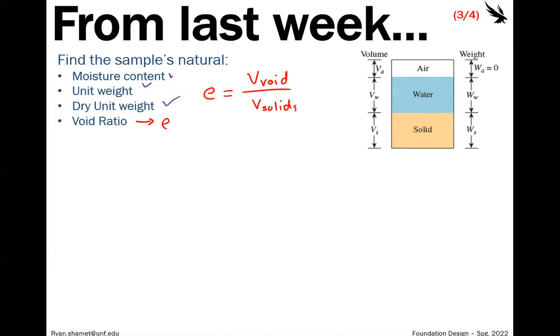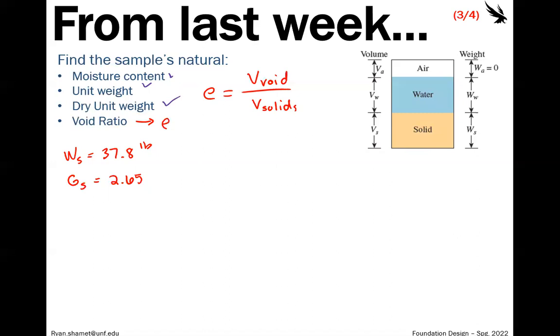We don't know the volume of voids and we don't know the volume of solids. What we do know is the weight of solids. We found that already at 37.8 pounds. And we do know the specific gravity of the solids, 2.65. That specific gravity, and density in general, is going to be that translation tool that gets us from volume to weight or weight to volume, back and forth.